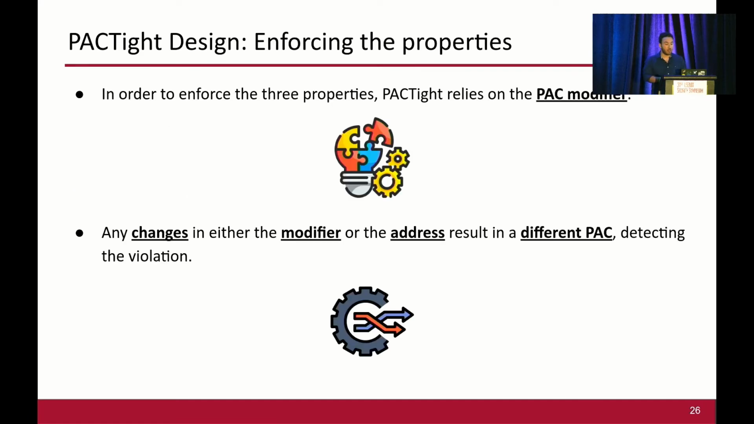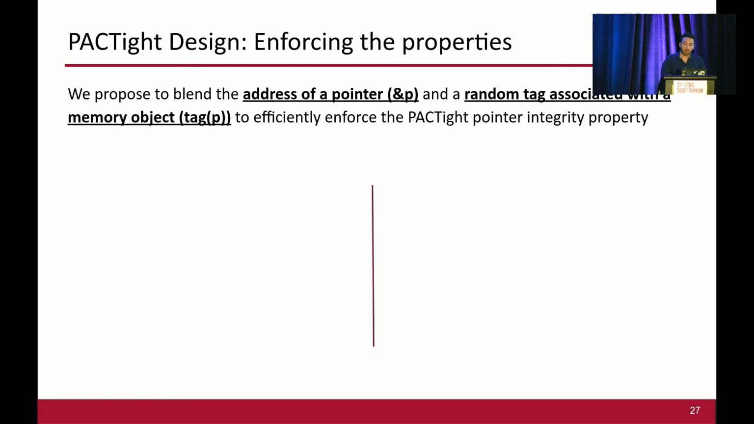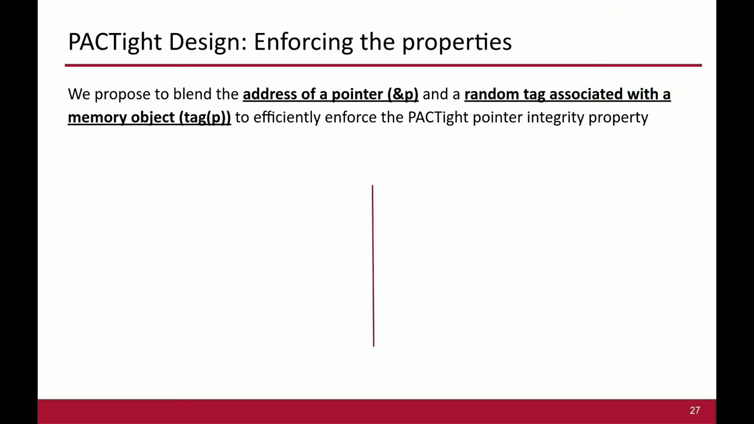So how will PACTight enforce the three properties? PACTight relies on the Pointer Authentication modifier. And this modifier is used by the cryptographic hash algorithm to generate the PAC, as I mentioned. And the reason we rely on it is that it's controlled and can be made complex enough to generate a unique PAC. Any modification to it or the pointer would result in a violation. So PACTight blends the address of the pointer, &p, and a unique random tag generated by the PACTight compiler and associated with the memory object to enforce the three properties.